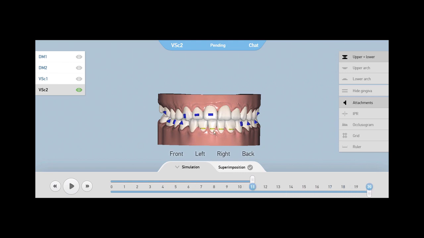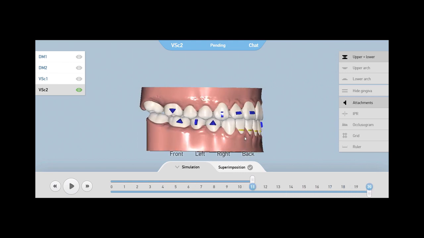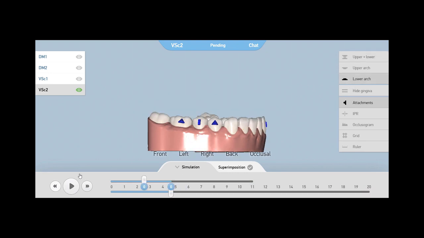Now, the horizontal lines on the lower incisors are not attachments, but concavities in the aligners themselves. They are used for a better bodily control of these teeth.